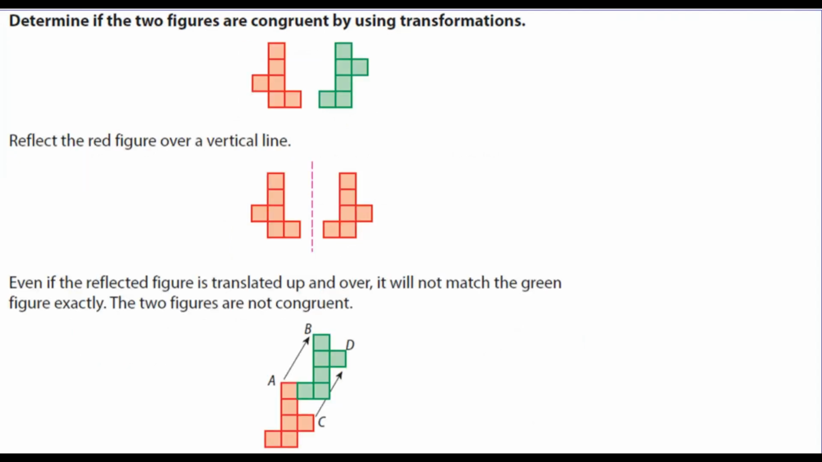Here we have a couple shapes, and we need to determine if they are congruent using transformations. So if we were going to try to map the red figure onto the green one, we would have to reflect it, first of all, because they're almost mirror images of each other. So that's the first thing we would try to do, is reflect it. And then they tried to do a translation, or tried to slide the red one up onto the green one. And you'll notice that they won't match. This part of the figure on the red one will not match up with that part of the green one. So we would say that these two shapes are not congruent because I cannot map one onto the other using a series of transformations.